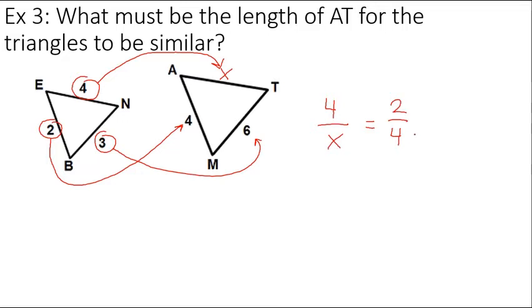Once we pick those two, then we just solve for X, or the missing side. So here we cross multiply. X times 2 gives me 2X, and 4 times 4 gives me 16. Divide this by 2. So X equals 8. Or more specifically, we say AT equals 8.